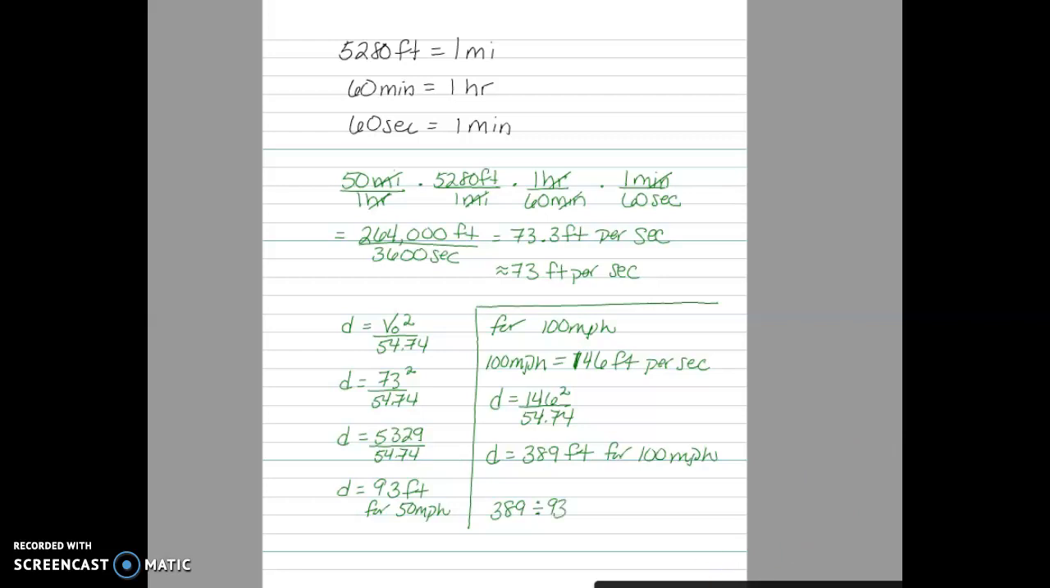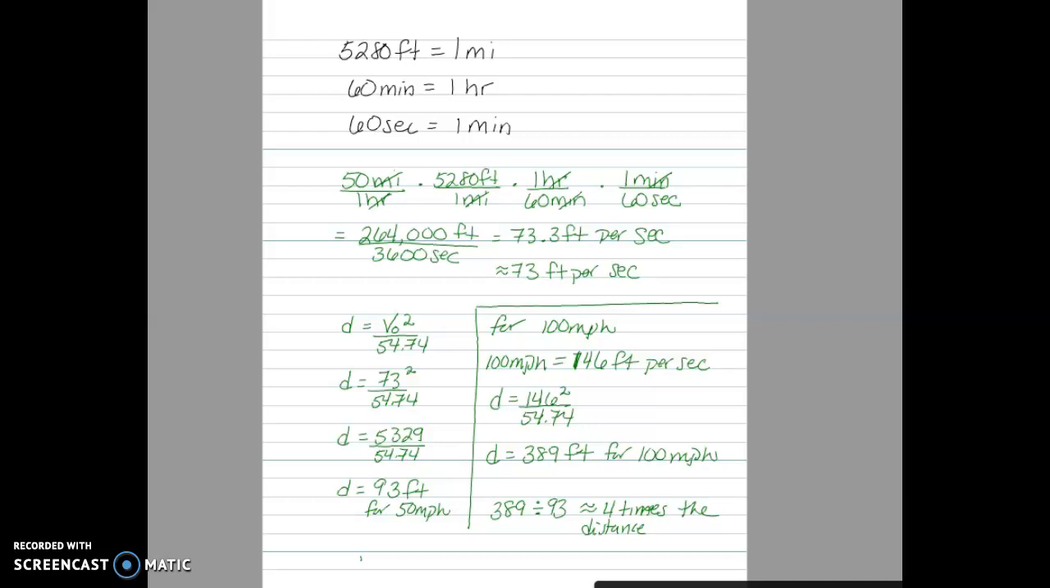Alright, so now the next thing we want to do is make a comparison. So we want to see, did the braking distance double? So 389 is not twice as much as 93 is, it's more than that, and we can find out how much more by dividing. So if we divide these two braking distances, we get a value of about 4, which means that if we were to double our speed, we would need 4 times the roadway to stop the vehicle.